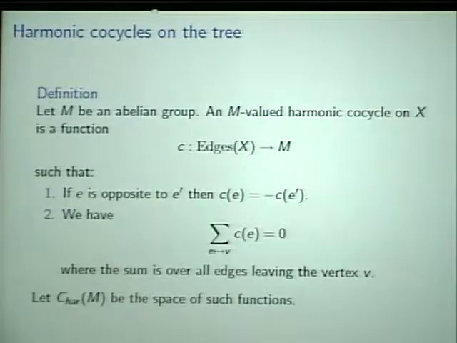And in order to do that, I just want to go back to the residue map and remind you in a little bit more generality what you've got. So now we can just take an arbitrary abelian group M. A harmonic cocycle on the tree is one of these functions which takes an oriented edge of the tree and gives you an element of M. And it has these two properties that we saw for the residue map. Namely, it changes sign if you reverse the edge, and the net inflow or outflow from any vertex is zero. Those are called the harmonic functions or the harmonic cocycles on the tree. And I'm going to let C_har(M) be the space of such functions.